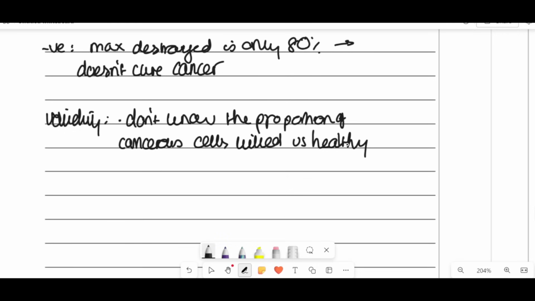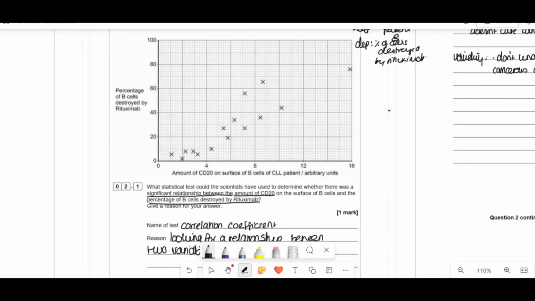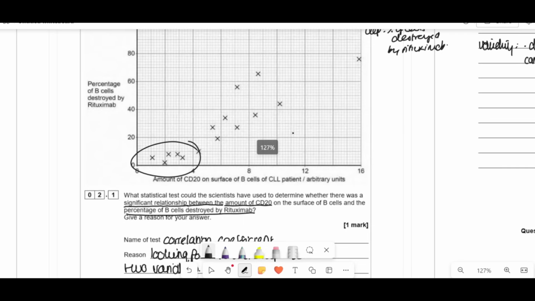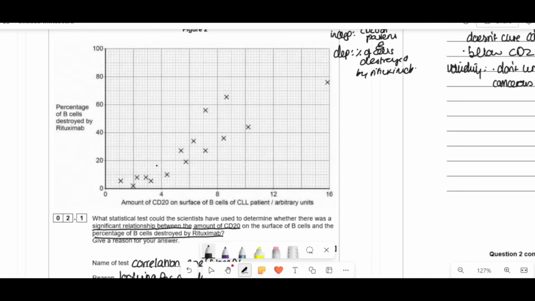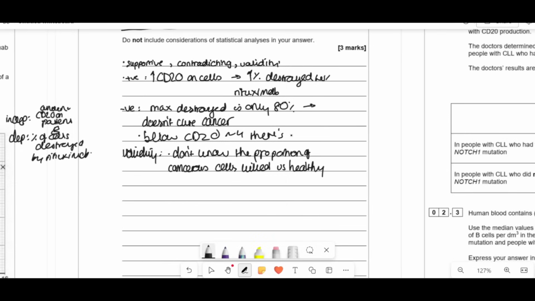What else are there? Problems with? Well, if you have a look here, this line is practically the same. So around here to here, there's barely any effect. Actually, that's an extra contradicting point: below a CD20 of, what value, like 4, there's very little effect. That's a contradicting point. And that's about it. That's all you can really say.